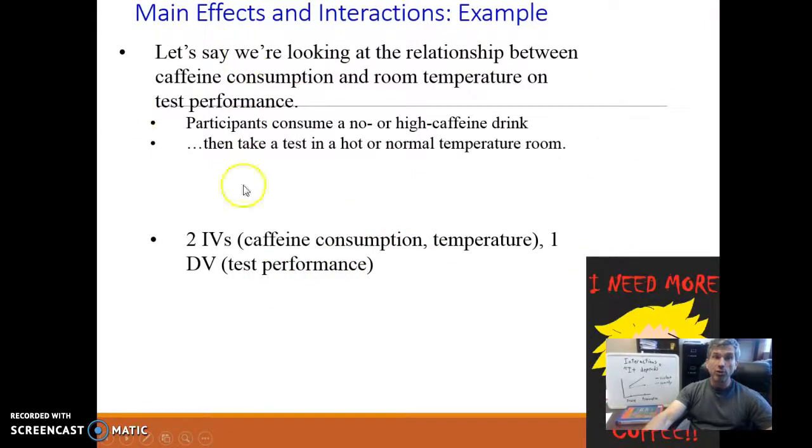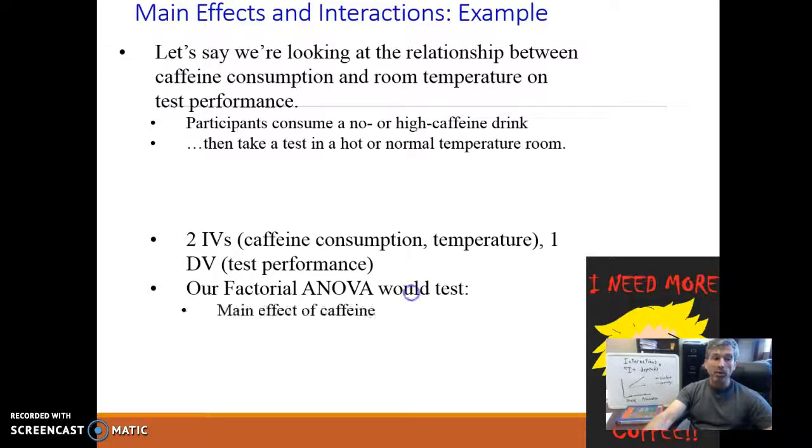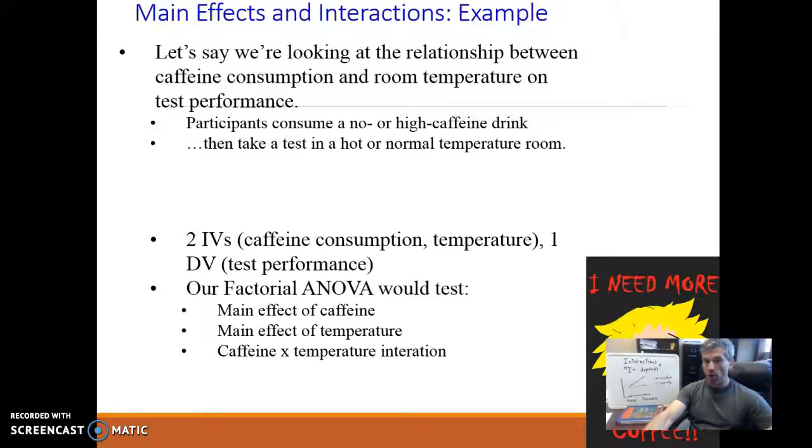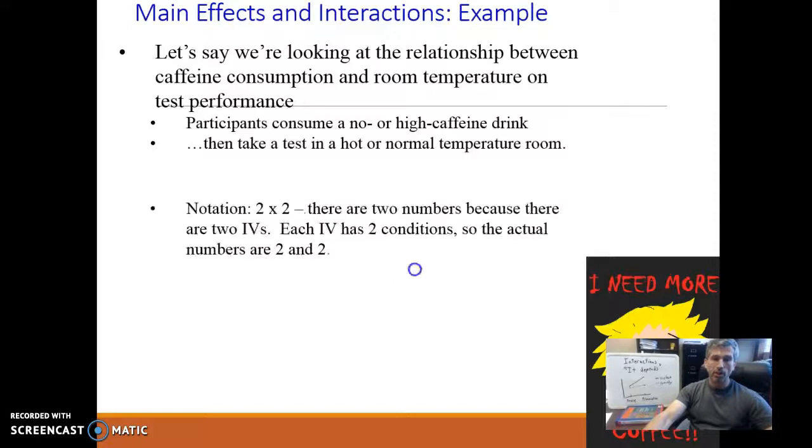If I describe this to you on an exam, you should be able to figure out, hey, this requires a factorial ANOVA because there are two factors, two IVs being manipulated, and it's a between participants design. So when we ran this ANOVA, we would test for a main effect of caffeine. We would test separately for a main effect of temperature on test performance, and we would test what's called a caffeine by temperature interaction, whether or not those two factors seem to interact with each other.